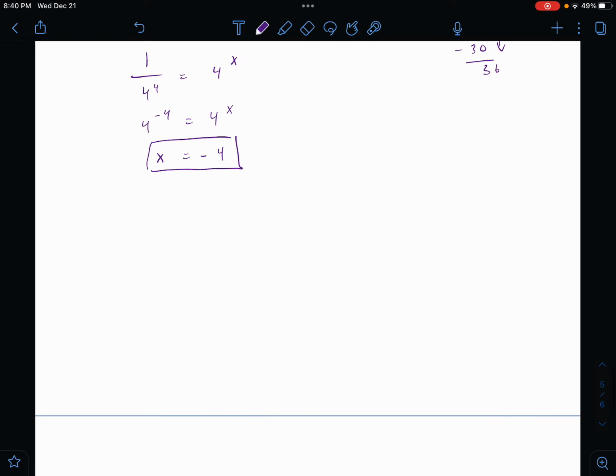You can write a therefore statement: therefore, the x-intercept of g of x is negative 4.